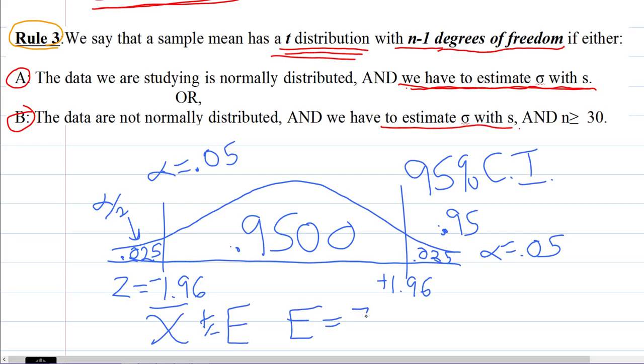It's your Z that you found here, 1.96, times your standard error, the standard deviation of sample means. And what's the standard error? Well, your standard deviation for sample means is calculated this way. It's your standard deviation of your data divided by the square root of n. And now that's everything you need to know to calculate a confidence interval.